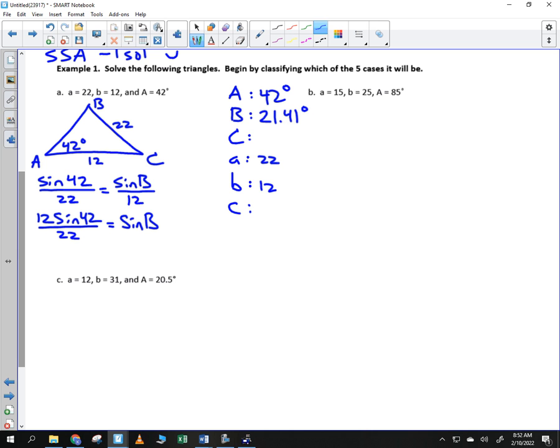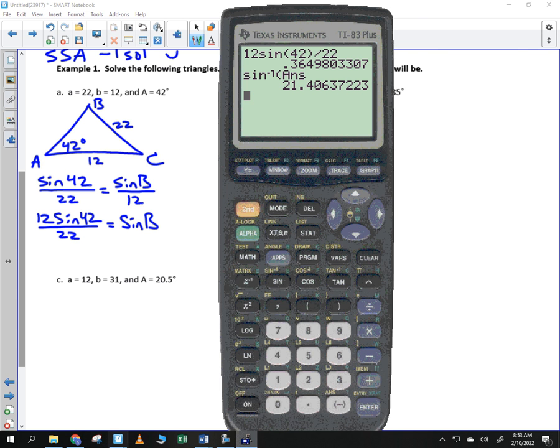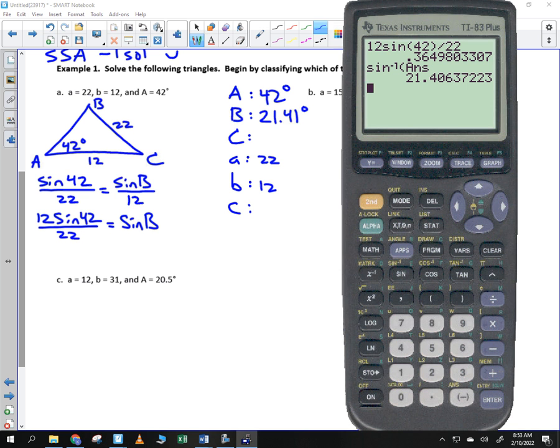What can I do now? Find angle C. Why? Good. 180 minus the 21.41, or my previous answer, minus 42. And I get 116.59. I only have one piece left to find, and that's side C. Pythagorean theorem? No, it's not a right triangle. Can't use Pythagorean theorem.